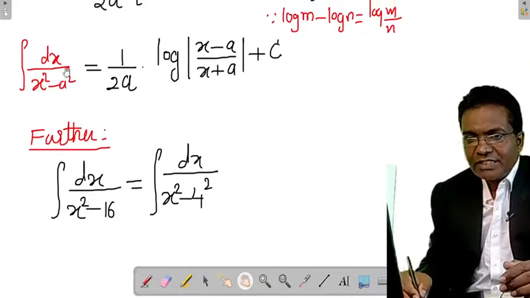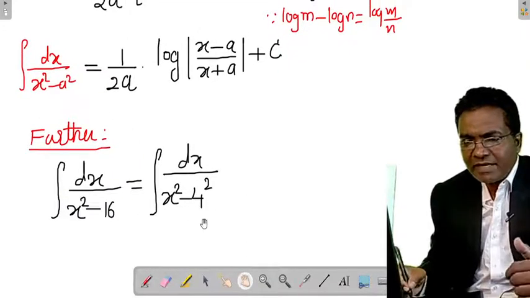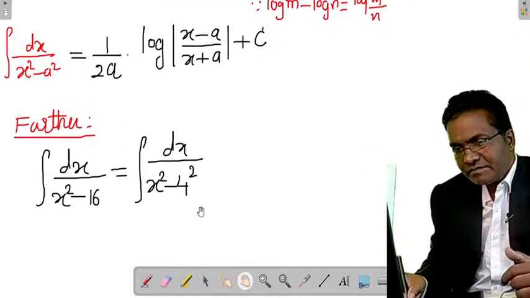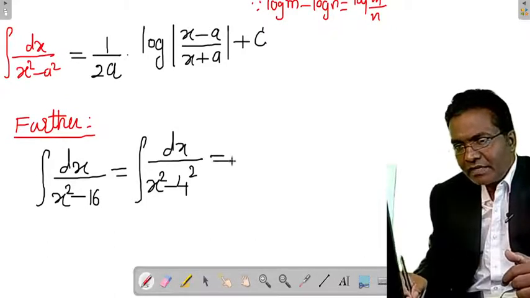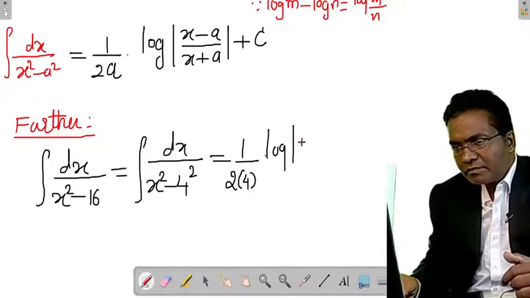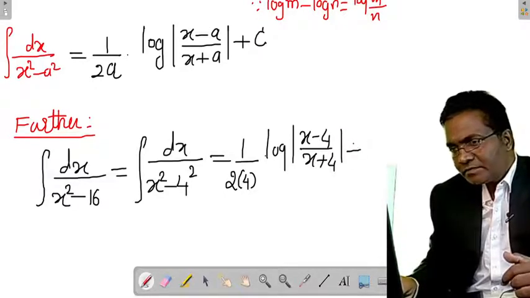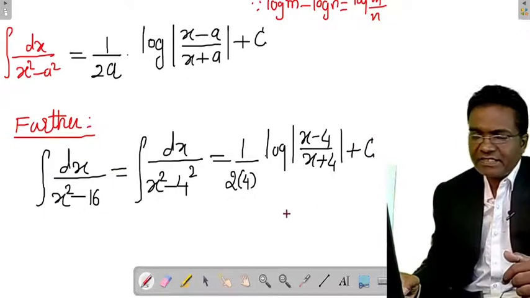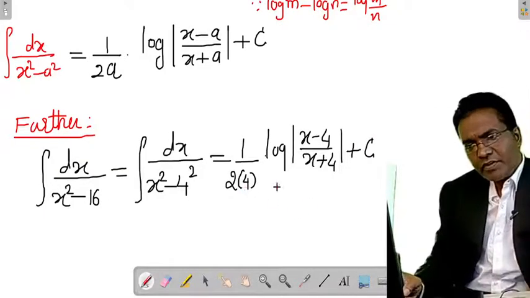Okay, now this is of the form dx divided by x square minus a square. So it is 1 by 2a, that is 1 by 2 into a means 4, into log of mod x minus a, x minus 4 by x plus 4 plus c. So you can write 2 into 4 as 8.